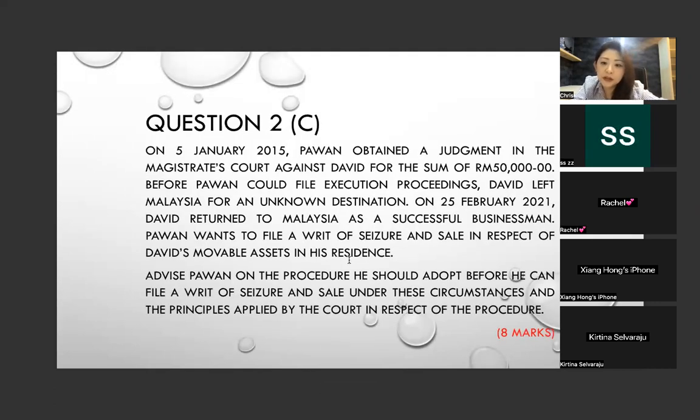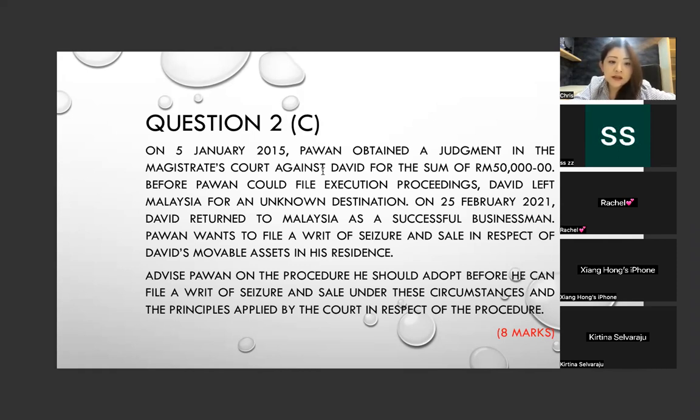So we move on to the next question. Question 2C. This will carry 8 marks. On 5th of January 2015, Pawan obtained a judgment in the magistrate's court against David for the sum of 50,000. Before Pawan could file execution proceedings, David left Malaysia for an unknown destination. On 25th February 2021, David returned to Malaysia as a successful businessman.